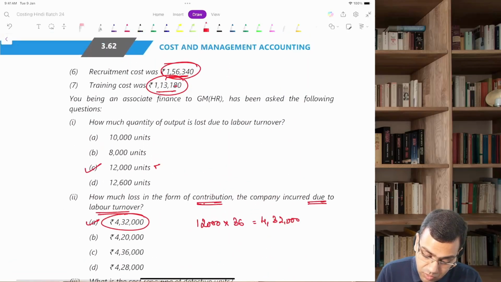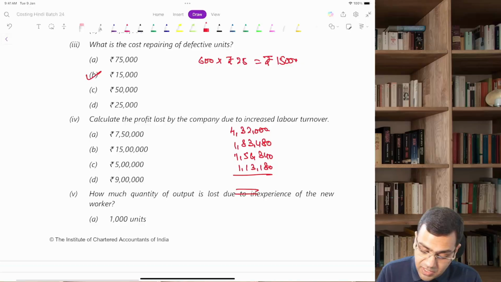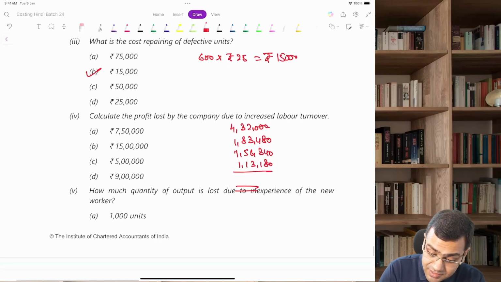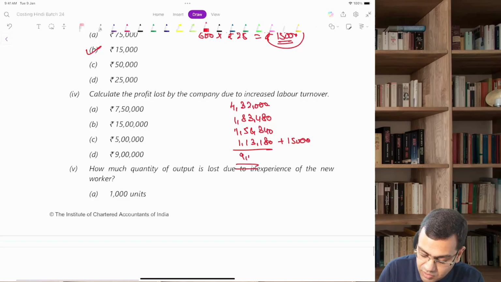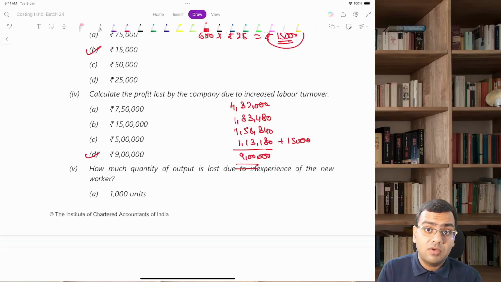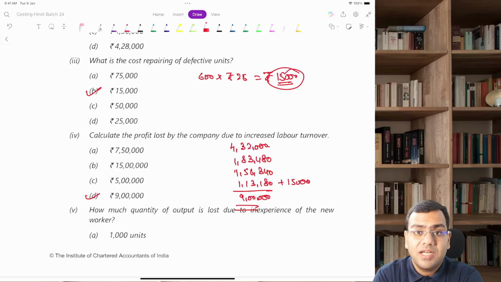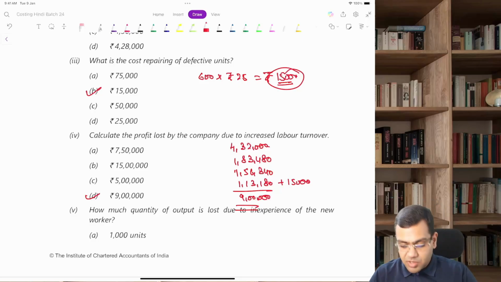Sorry, there is one more cost which is there, sir. What is that cost, sir? This rectification cost. This rectification cost plus 15,000, that is a rectification cost. So this total will come to 9 lakh rupees. Right? Because rectification cost is due to the labor turnover only. They are making the defective units during the training period. And for those defective units, we have to incur this cost 15,000, which is your rectification cost. So this rectification cost is again a part of your loss. The company has to incur it. It will directly impact your profit and loss account.